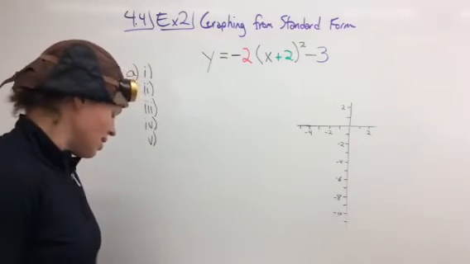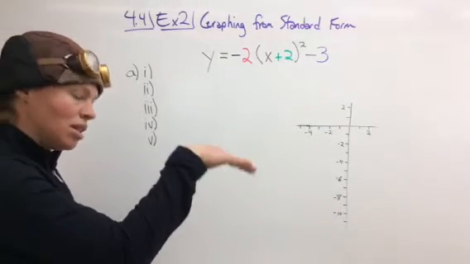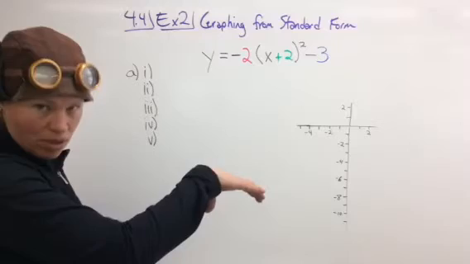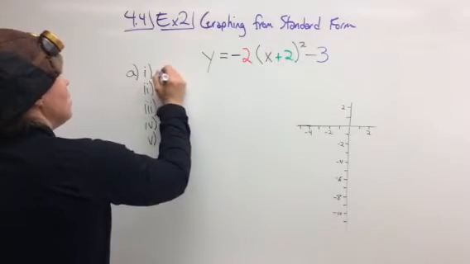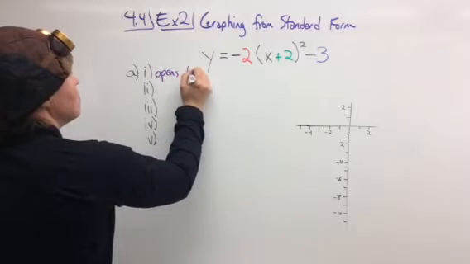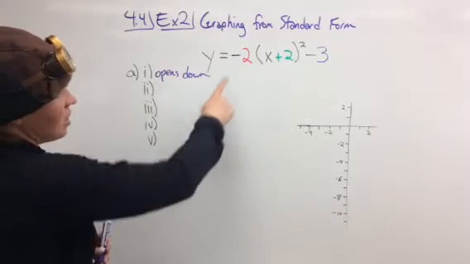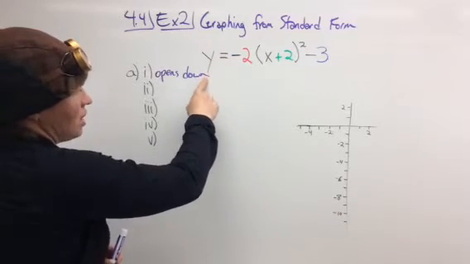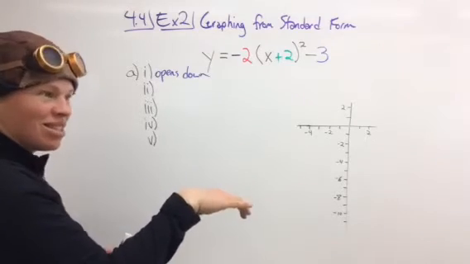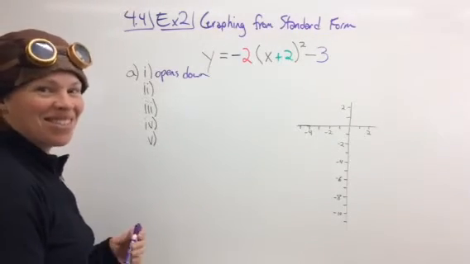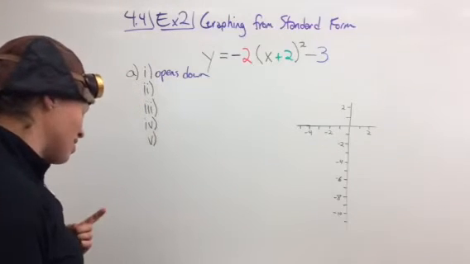The first thing it says is, what is the direction of opening? Is it a positive, happy bowl of cereal, or is it a negative, sad bowl of cereal all over the floor? Negative, sad bowl of cereal. So it opens down. Right? So that's really all we're looking for. We want to see, is it negative or positive? If it's negative, it opens down. If it's positive, it opens up. It's like a happy face and a sad face. I'm so cheesy.